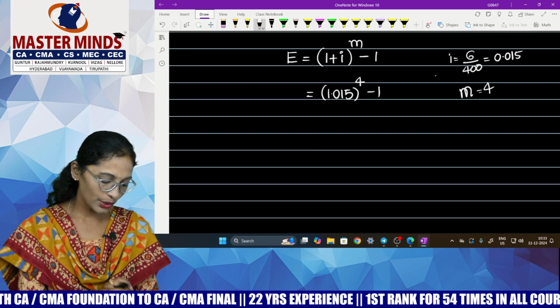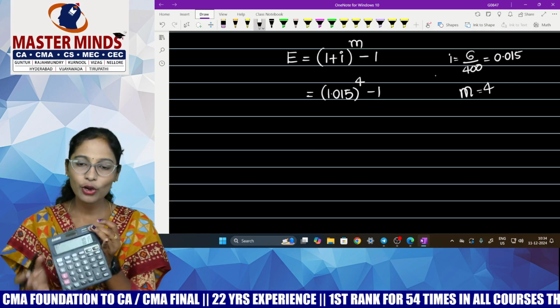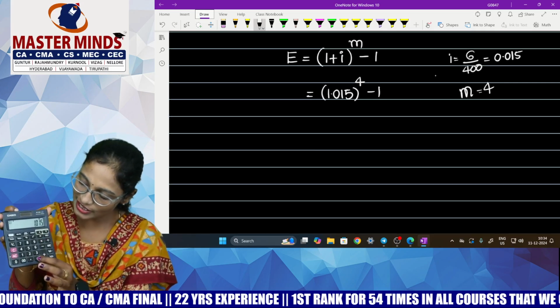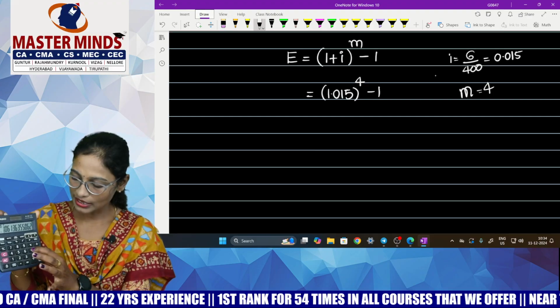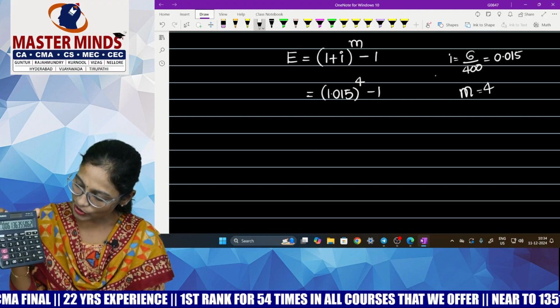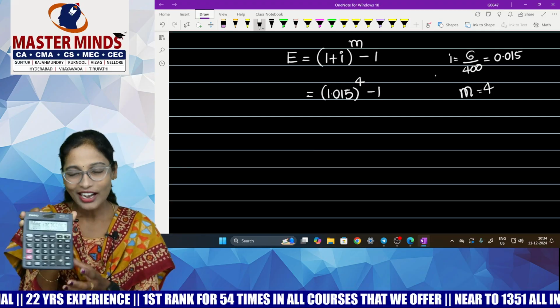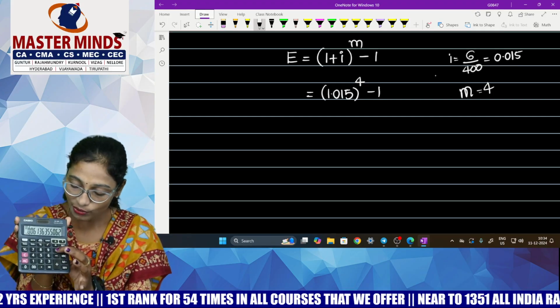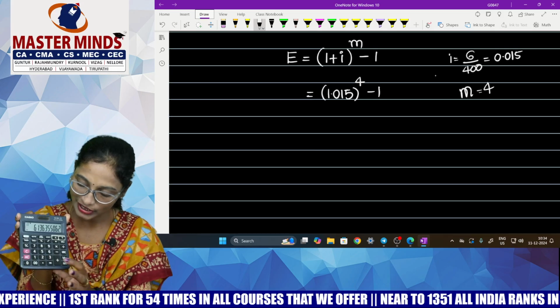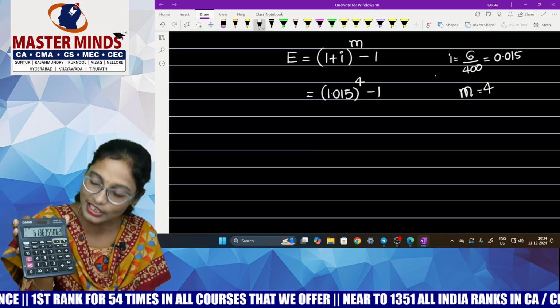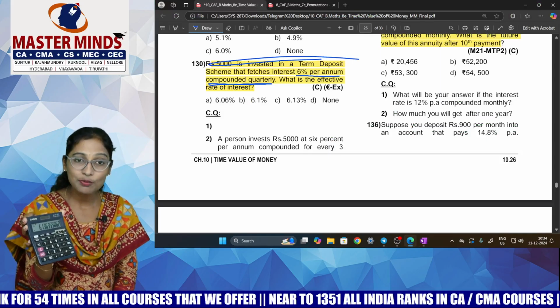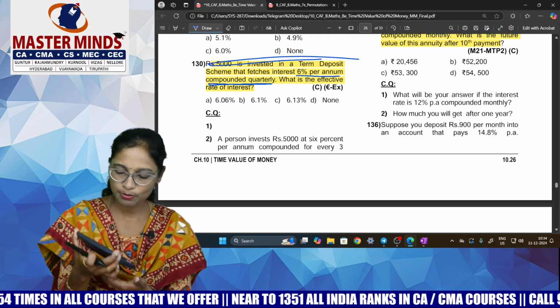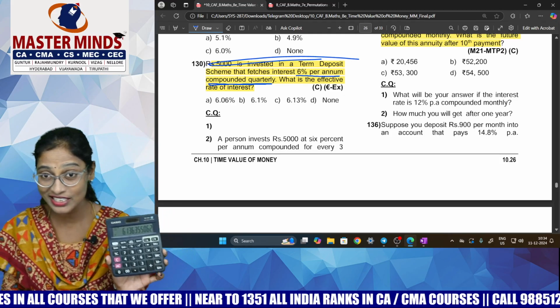So let me calculate 1.015 whole power 4. What madam told you: multiply and go till the 5th step. The 5th step has come, then minus 1. Multiply the answer with 100, then you will get to know the correct rate of interest. How much is your answer? 6.136. Got it? Yes, 6.13. You can sometimes expect 6.14 also because 136 is there, no?